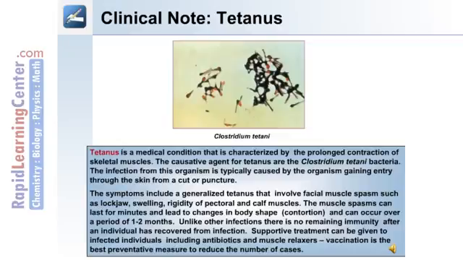The symptoms include a generalized tetanus that involves facial muscle spasms such as lockjaw, and involves swelling and rigidity of the pectoral and calf muscles. The muscle spasms can last for minutes and lead to changes in body shape, such as contortion. These spasms can occur over a period of 1 to 2 months. Unlike other infections, there is no remaining immunity after an individual has recovered from the infection. Supportive treatment can be given to infected individuals, including antibiotics and muscle relaxers. Vaccination is the best preventative measure to reduce the number of tetanus cases.